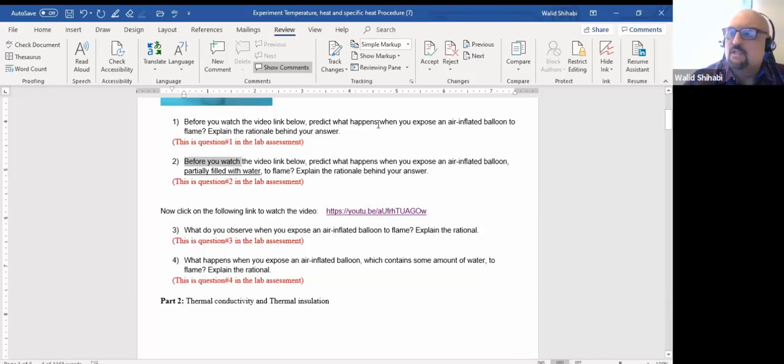So first, before you watch the video that shows you what will happen, you need to answer the question. You need to predict the hypothesis. This is the hypothesis part. You need to predict what will happen and why. Again, the answers are multiple choice, so you have to select the right choice.